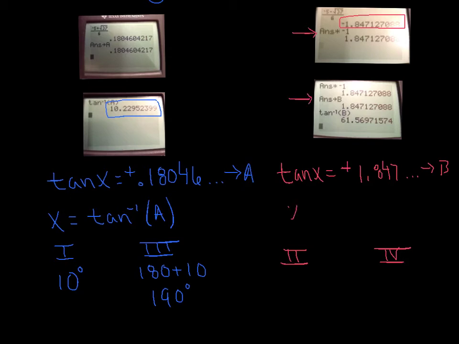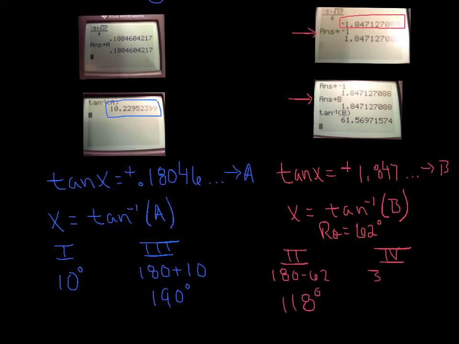We could say that x is now equal to the inverse tangent of B, and my reference angle is going to be 62 degrees, rounding it correctly to the nearest degree. That's not a solution, that's just my reference angle. Now I need to do 180 minus 62. That's going to give me 118 degrees. That's actually a solution. And I'm going to do 360 minus 62 to get 298. And there's my fourth solution. So I've got a grand total of 4 solutions, 2 blue, 2 red, and that's a lot of work.